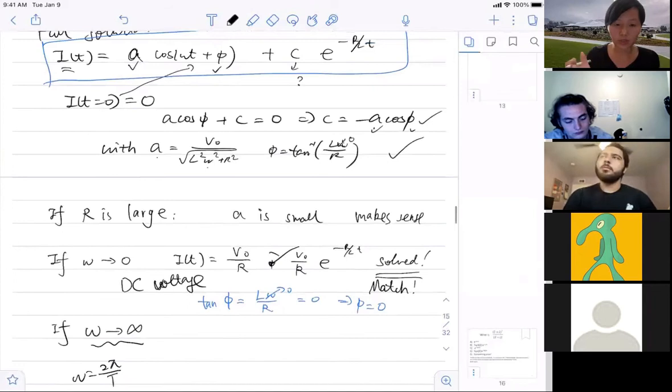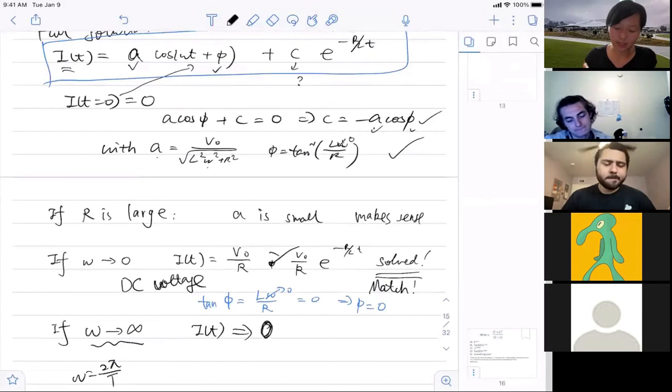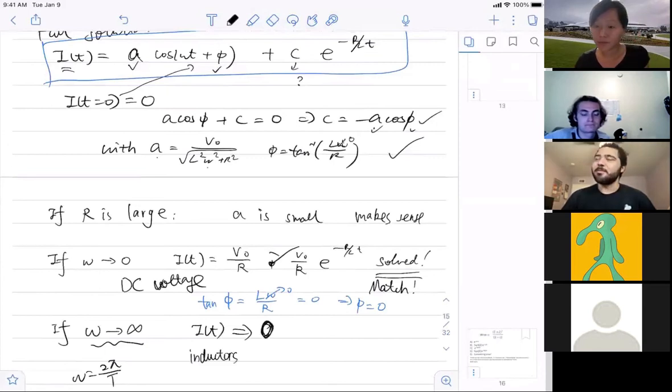Without looking at the solution, what would be your guess? What will your current be? When something is drastically changing and you have an inductor in your circuit, what would that make your current? 0. Yeah, it's 0. And why is that? I was thinking of it as the voltage is going to push it one way, but then pull it the other way, equally as quick. So the net result is going to be 0 current.